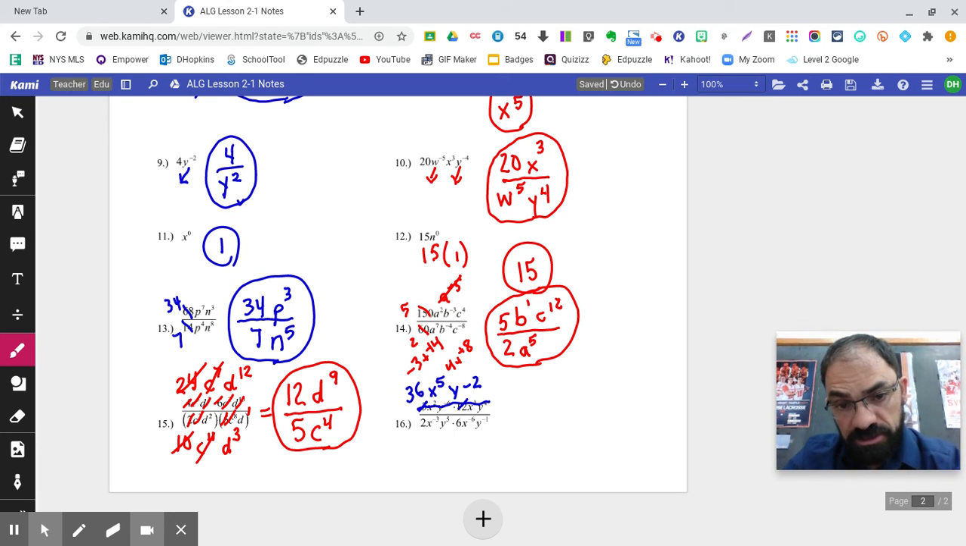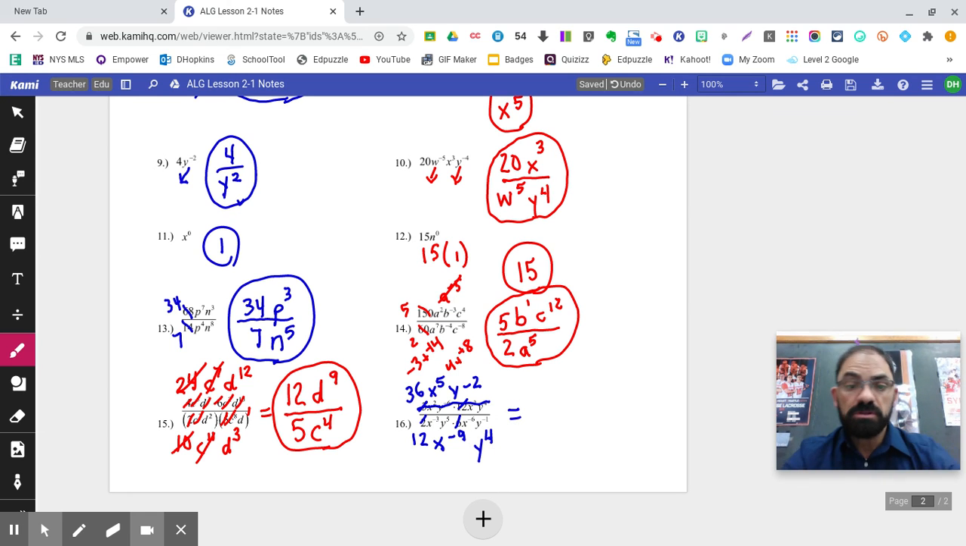Down here, 2 times 6 is 12. Negative 3 plus negative 6 is x to the negative 9. And 5 plus negative 1 is y to the 4th. So let's see what we get here. 36 divided by 12 is 3, or 3 over 1 if you want to write it as a fraction.